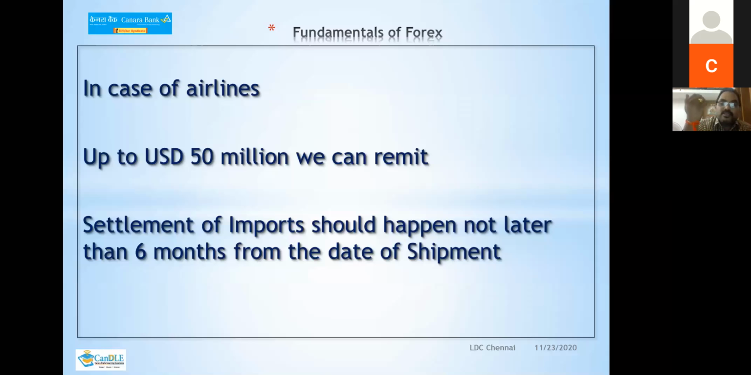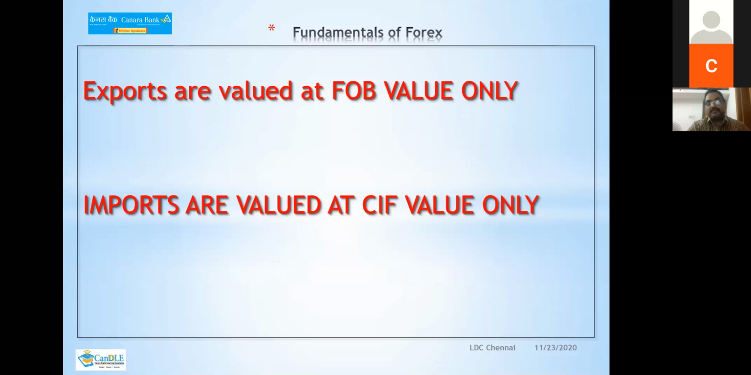I secured the goods. Now, when I have to settle the transaction, RBI has stipulated that within 6 months from the date of shipment, not from when I received the cargo here, from the date of shipment abroad, you have to ensure settlement of the import transaction. Very, very important. Then, next, one more thing.